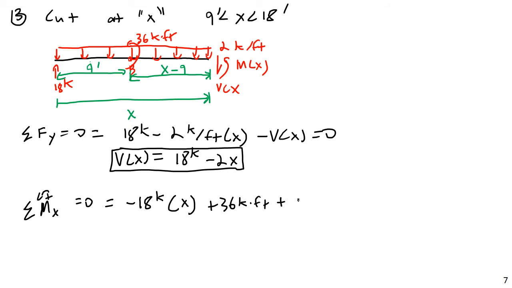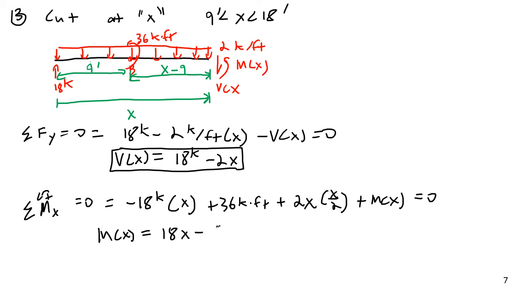And then plus, I need the moment caused by the distributed force, and that's plus 2x times x over 2, no difference from last time. And then plus M of x, the moment actually at x. This will then equal 0. And finally, I get M of x is equal to 18x minus 36 minus x squared.